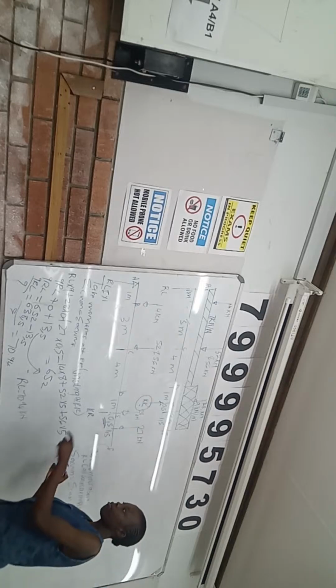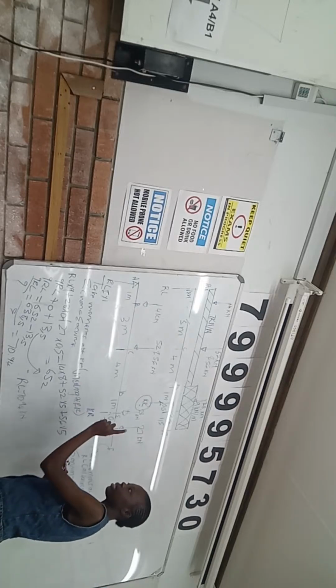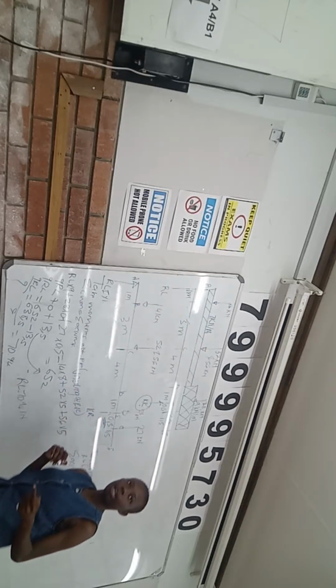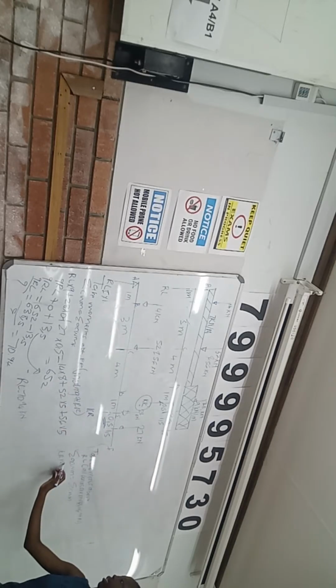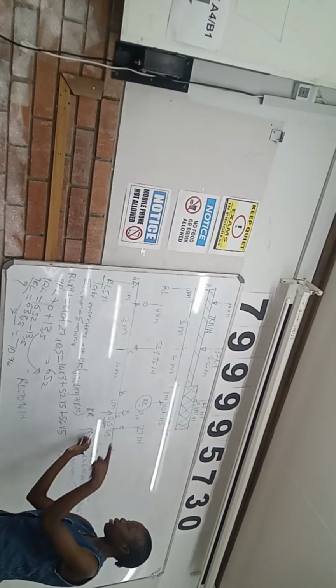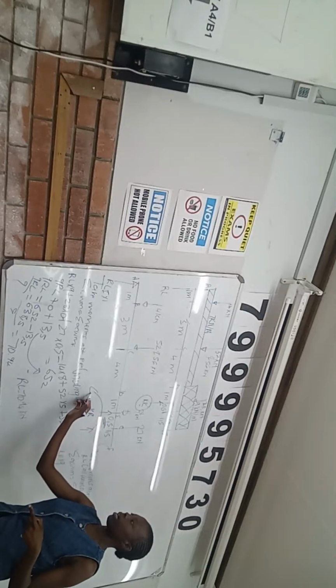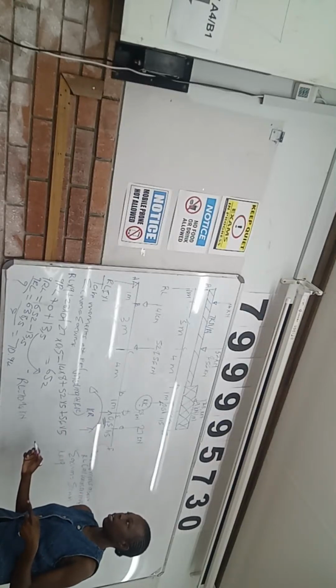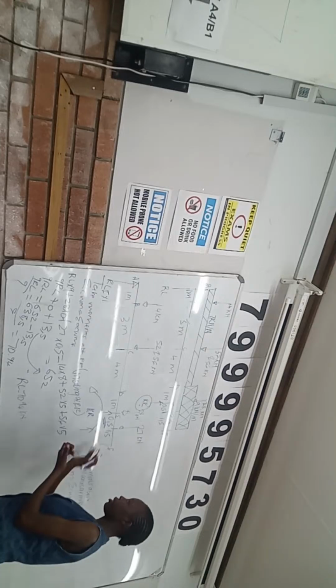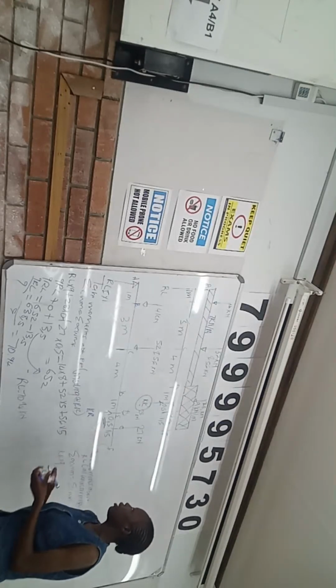So let's check from RR to RL, what's the distance? 1 plus 4 plus 3 plus 1, 9. So it's RR times 9. Let's check. RR is an upward arrow and it's going that side. Is this clockwise or anti-clockwise? Anti-clockwise, okay? So let's check any other force that is going anti-clockwise.